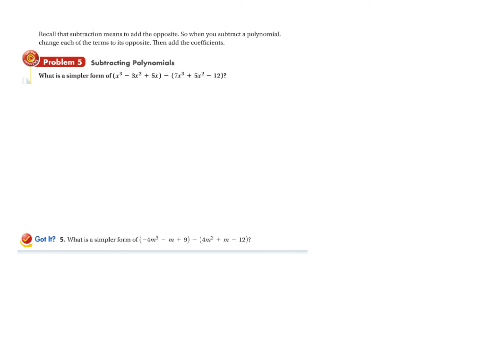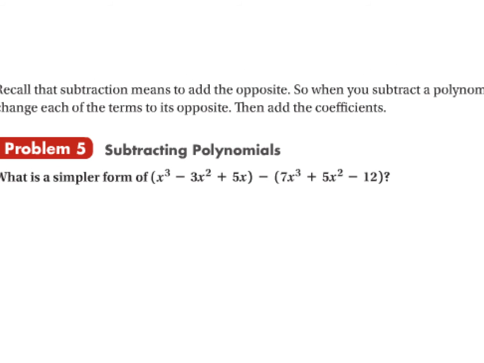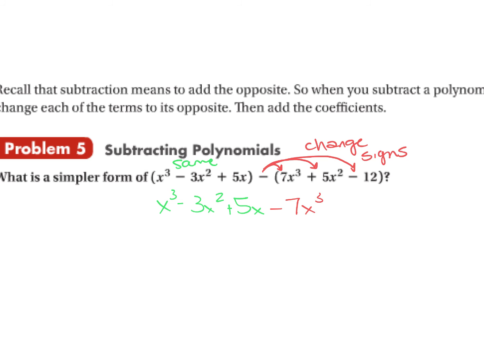All right, so our last example is going to be subtracting polynomials. And so when I go through to subtract, one of the things that I'll always do is whatever is in the first set of parentheses, I'm going to keep exactly the same. So I'm just going to rewrite it without the parentheses. Now, the next set of parentheses has a negative in the front. So I have to be sure to distribute that negative to everything in the second set of parentheses, which is going to mean everything's going to change signs. So it's going to be a negative 7x to the third, a negative 5x squared, and a positive 12.